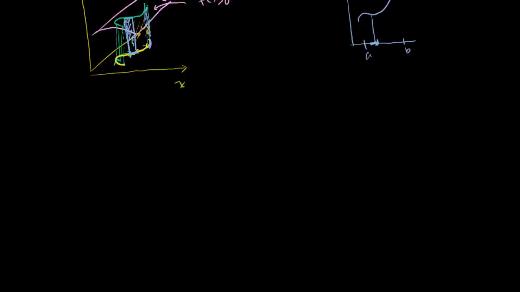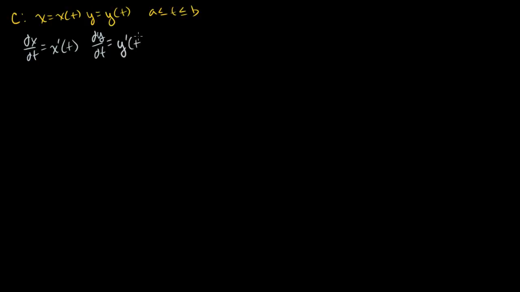So let's start off with our first parameterization, just like we did in the last video. We have x is equal to x of t, y is equal to y of t, and we're dealing with this from t goes from a to b, and we know we're going to need the derivatives of these, so let me write that down right now. We can write dx dt is equal to x prime of t, and dy dt is equal to y prime of t.